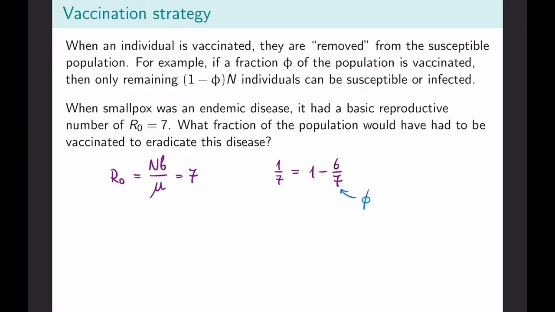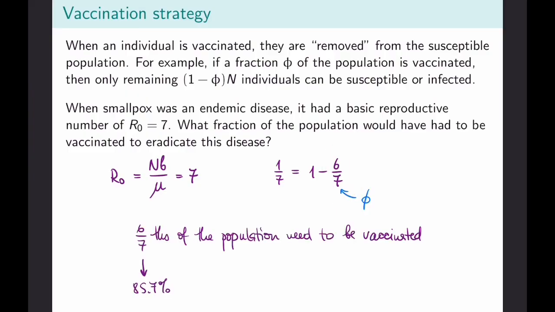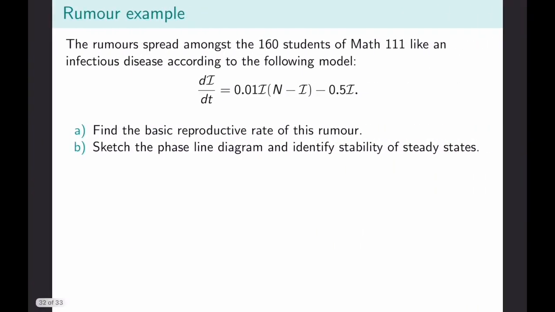So when you're reading about herd immunity, this is something to keep in mind. The herd immunity is only effective when a vast majority of the population is already vaccinated. 85% of people need to be vaccinated in order for the herd immunity to work and the disease to not become a pandemic. Let's take a look at another example of the general setup, for example, in the context of a rumor.